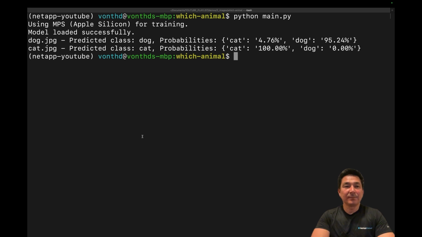So you can see here, we have the dog.jpg, which is classified as a dog at a 95.24% probability or confidence score. And we have the cat.jpg, which is the second line. It's classified as a cat with a 100% confidence score. So let's go ahead and take a look at how we can use Captum to visually understand how these images got classified using our model.